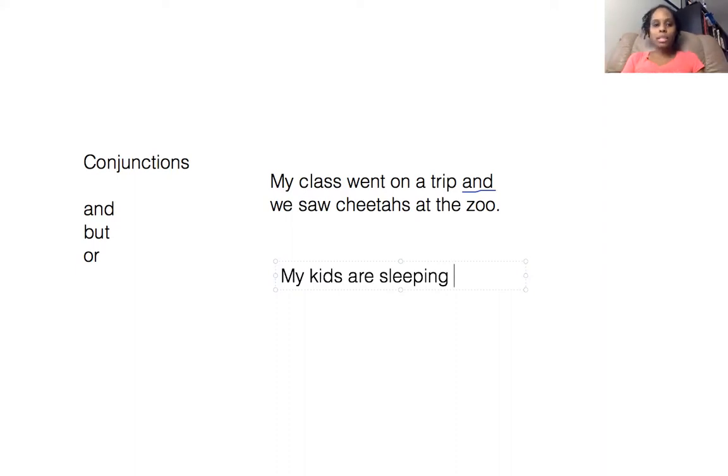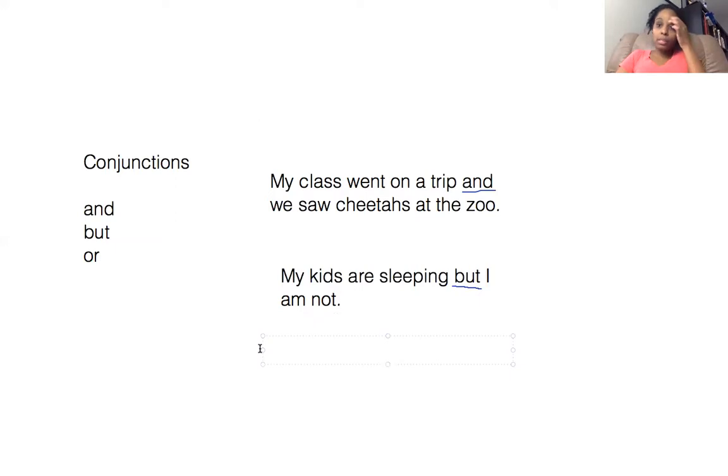Let's make this sentence more interesting by adding a conjunction. So I'm going to say, my kids are sleeping, but I am not. So now my sentence is longer and you have more information about what I'm doing. So in this sentence, the conjunction is the word but. So I'm going to underline the word but. And in this sentence, the word but is the conjunction.